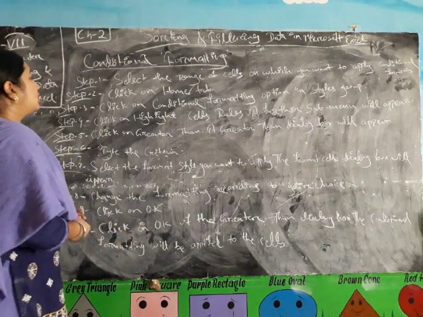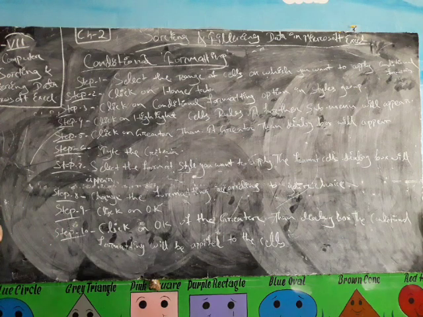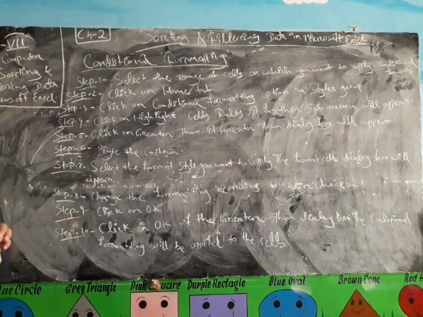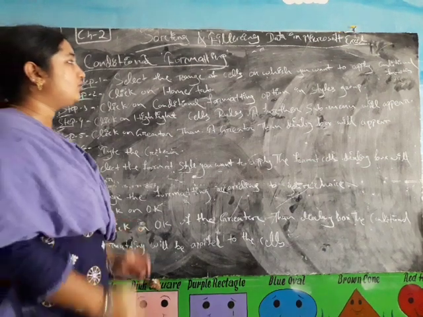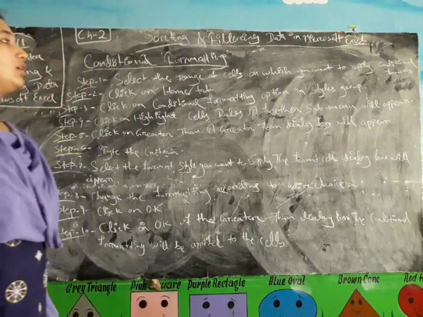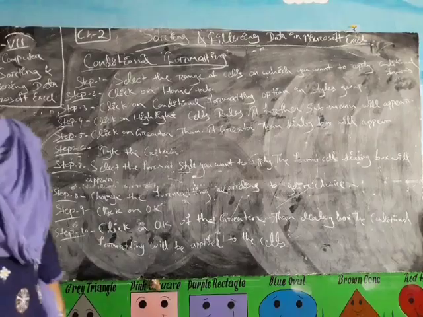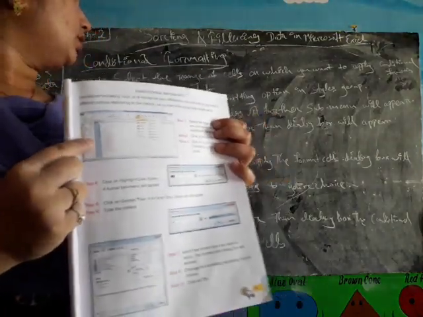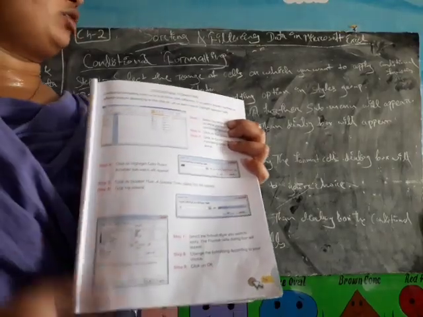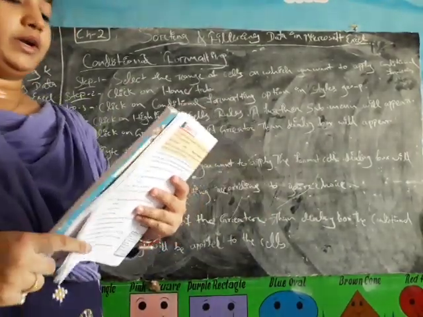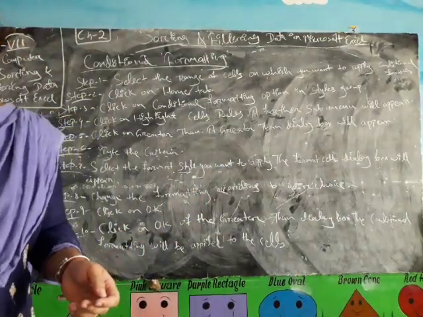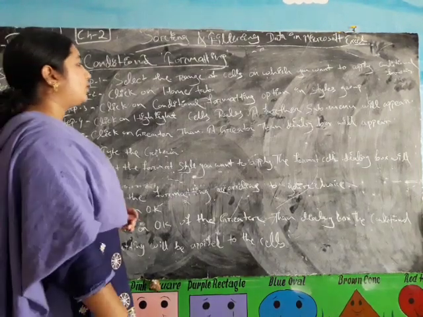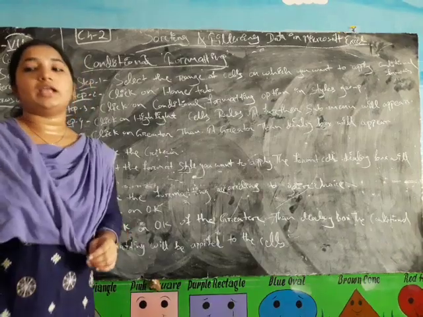Now we discuss conditional formatting. For conditional formatting, in the first step, select the range of cells on which you want to apply conditional formatting. Means first we have to select the cells like this in which we want conditional formatting. After that click on the home tab, and next click on the conditional formatting option in the styles group.